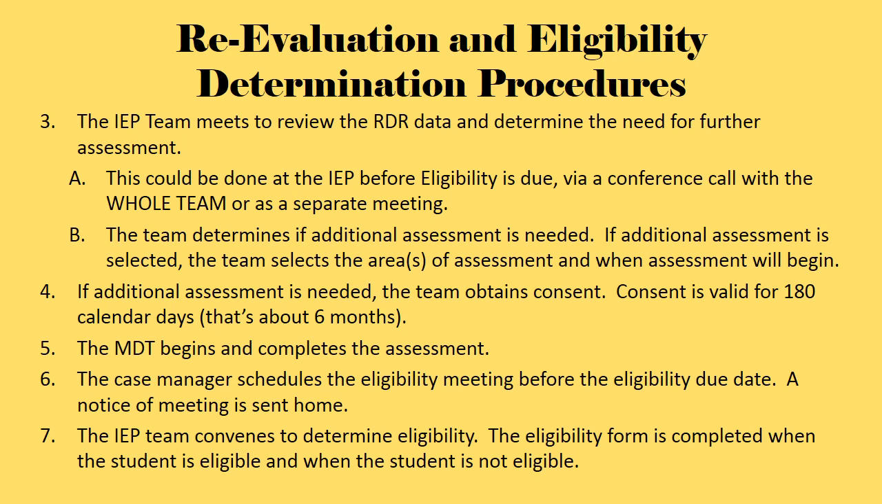If additional assessment is needed, the team obtains consent. Consent is valid for 180 calendar days. That's about 6 months. If applicable, the MDT begins and completes the assessment. The case manager schedules the eligibility meeting before the eligibility due date, and a notice of meeting is sent home. The IEP team convenes to determine eligibility. The eligibility form is completed when the student is eligible and when the student is not eligible.